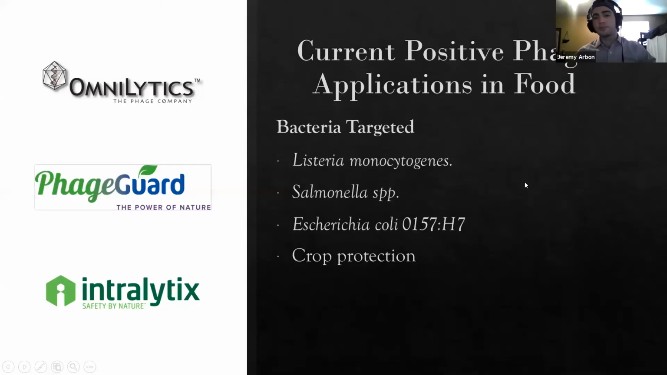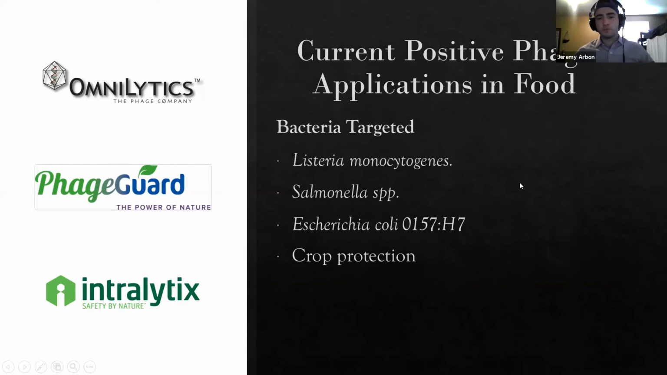So some of the good applications of bacteriophage are from these companies, at least in food, Omnilytics, PhageGuard, and Intralinks. They use it to target specific pathogenic bacteria such as Listeria, Salmonella, and E. coli, and also to protect crops. There's also some uses of bacteriophage that have been investigated for use in humans, but that's not applications to food. That's more treatments of diseases and stuff.